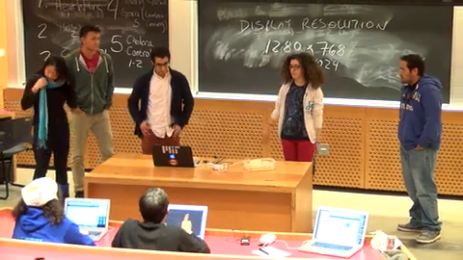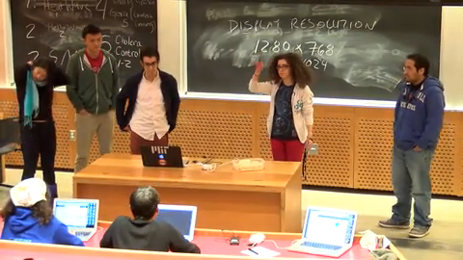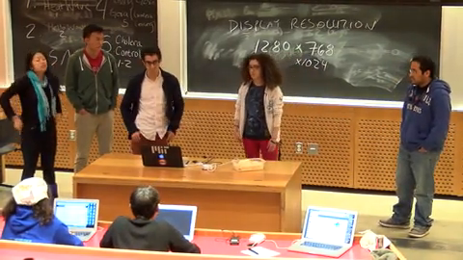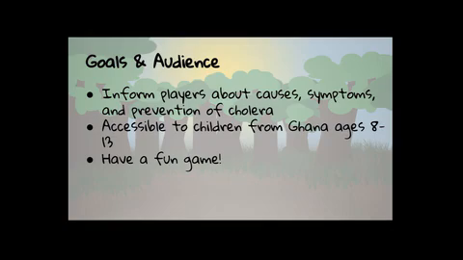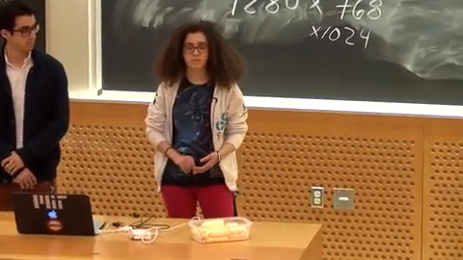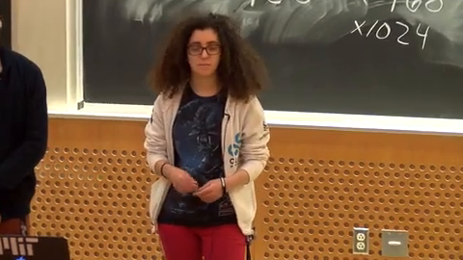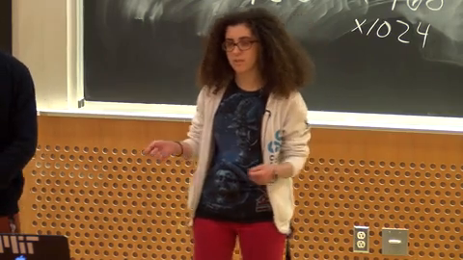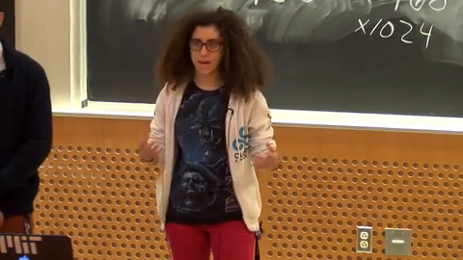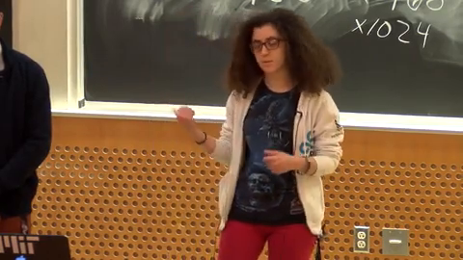So we're the Saving Gora Gora team, us plus some devs in the audience. And I'm Liz, and I'll be starting you guys off. So a quick overview of our game's goals coming into the project. We wanted to inform players about cholera, and specifically the causes and the symptoms and the prevention of the disease. And our audience, we wanted to narrow that down really early. Specifically, we were more interested in targeting the younger age range of 8 to 13. And we had specific issues with that, which we'll talk about later on.